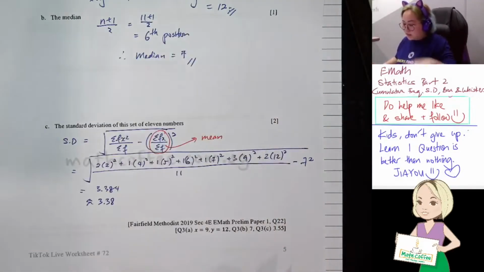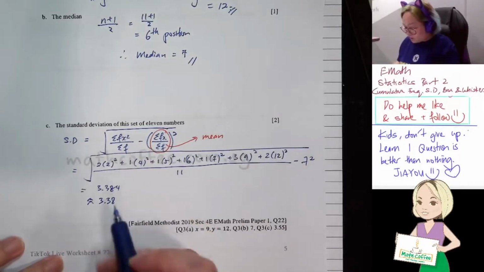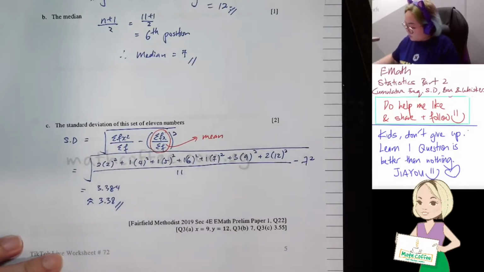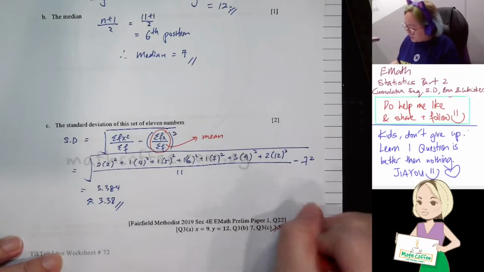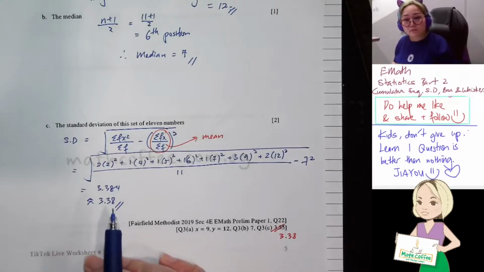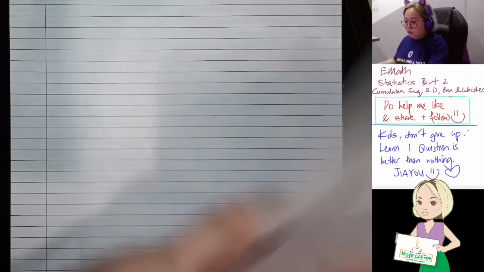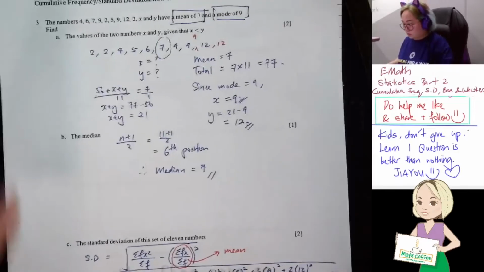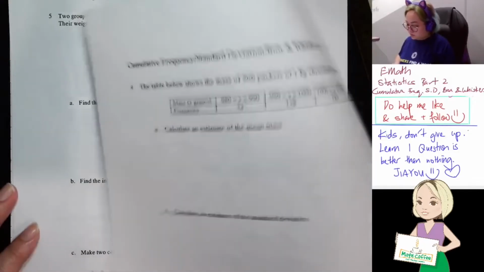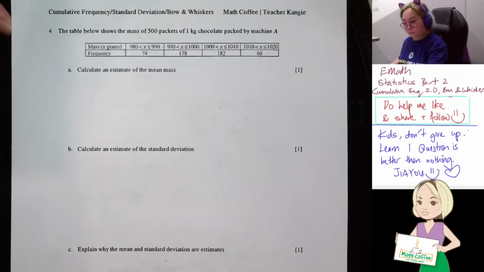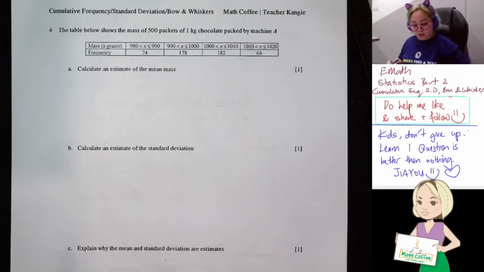This is statistics, a Sec 4 topic. So it's 3.384. Round off to 3 significant figures, you get 3.38. So take note that there's an answer error. This is 3.38. Okay, so this is how you use the standard deviation formula. Okay, now let's take a look at question number 4.